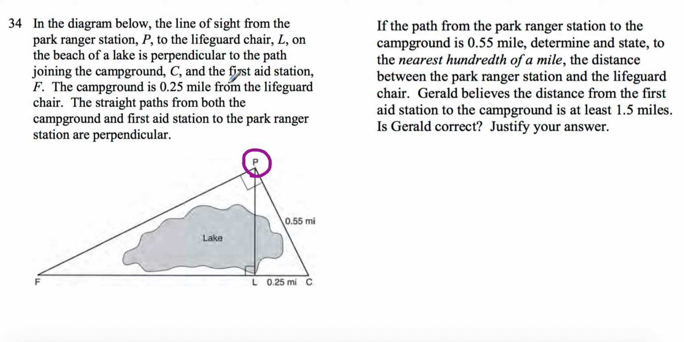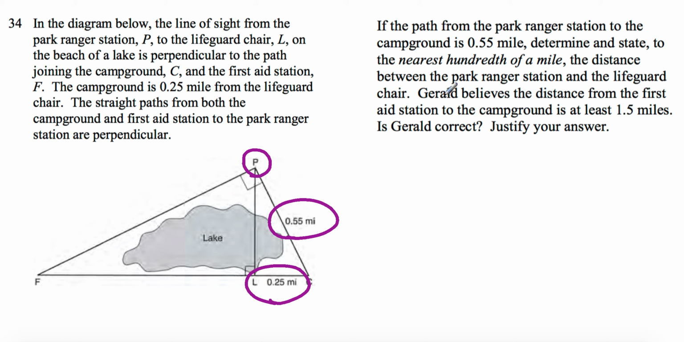And we get to realize that the lifeguard, so here the straight path from both the campground and the first aid station are perpendicular. So they're all talking about perpendicular here. We realize that this is 0.55, as you can see here, and this is 0.25. They're given to us. Determine the distance to the nearest hundredth of a mile.